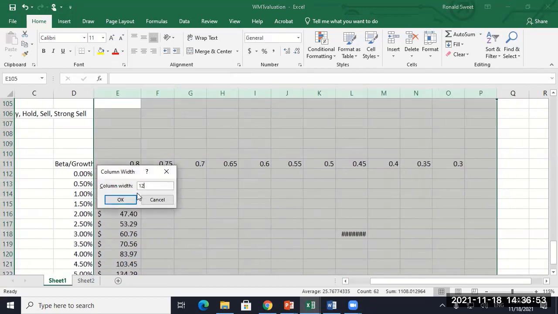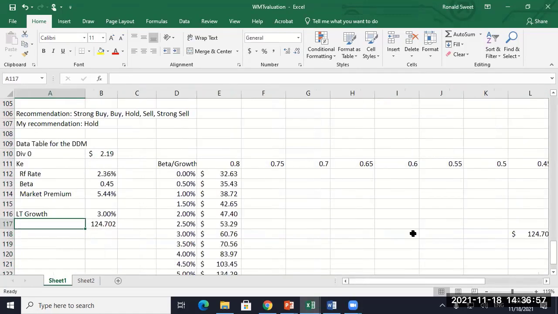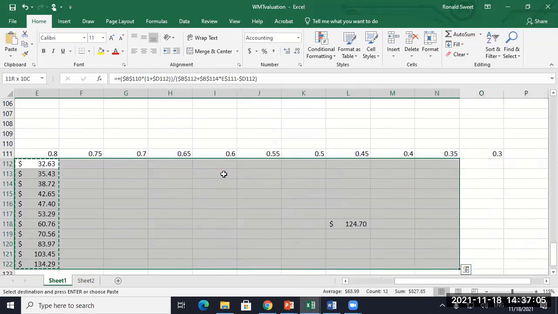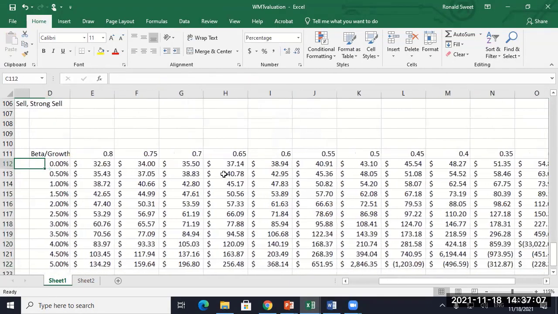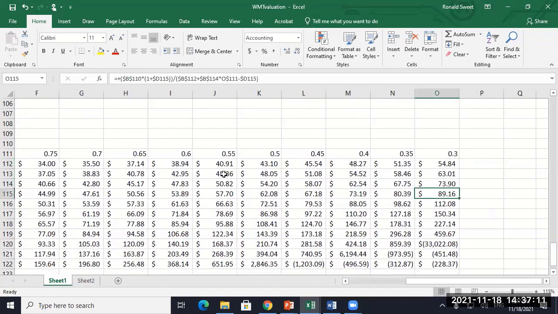Let's try 12. Does that look right? 124.70. 124.70. That looks right. All right. So what can I do? I can just copy this over. There's my values. Now, what values do I know are not valuable?